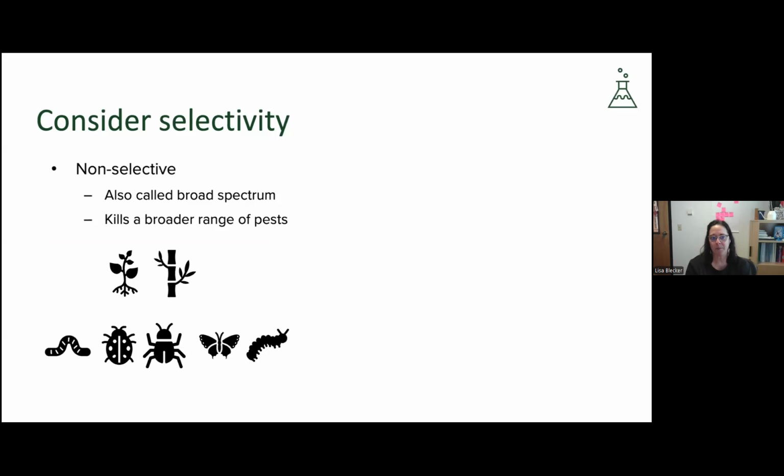So when I'm talking about something that's non-selective, we also can call that broad spectrum. And basically, it just kills a broader range of pests. So if we're talking about an herbicide, it might be an herbicide that kills both grass weeds and broadleaf weeds. That's an indication that that herbicide is broad spectrum. Similarly, with insecticides, if that insecticide or even miticide, for example, kills or targets a broad range of invertebrate groups, then you know that is non-selective or broad spectrum.